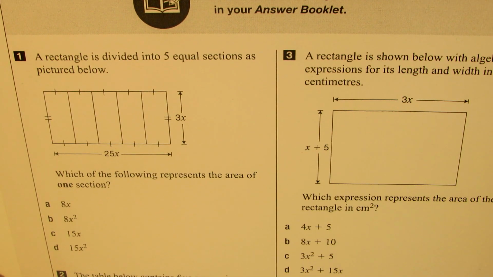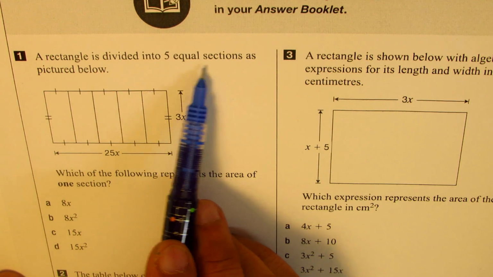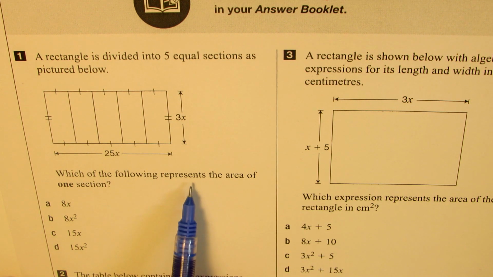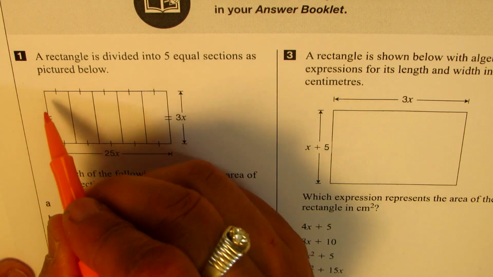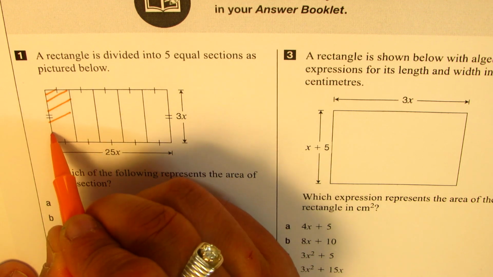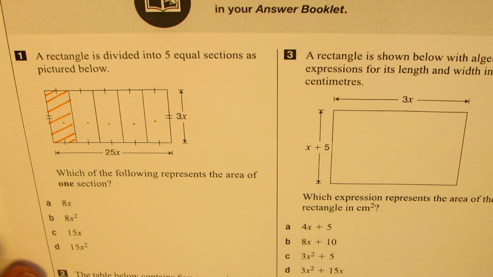Question number 1 here is, a rectangle is divided into 5 equal sections as pictured below. Which of the following represents the area of one section, right? That means just one of them, not all. So we have to basically divide the whole area by the number of sections, which is 1, 2, 3, 4, 5. That is all, right?